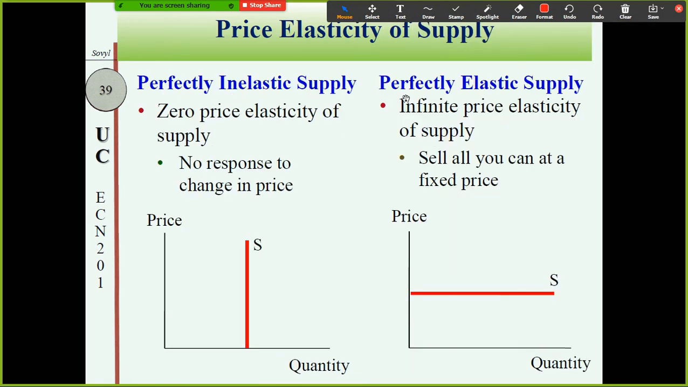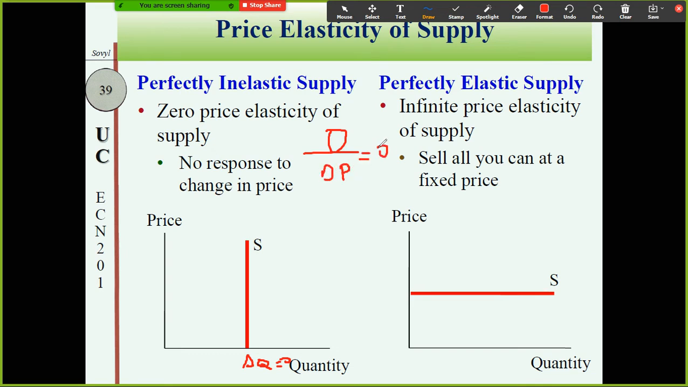Perfectly inelastic and perfectly elastic. In special cases, we have a supply curve as a vertical line like this one, or a horizontal line like this one. For the vertical line, the price elasticity of supply is 0. Why is it 0? Because change in Q equals 0, and 0 over change in P is 0.